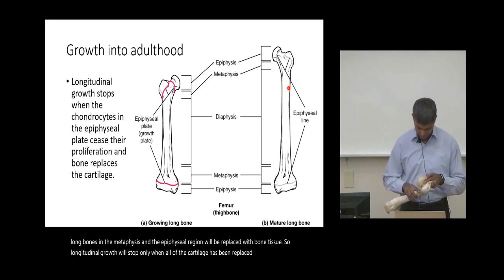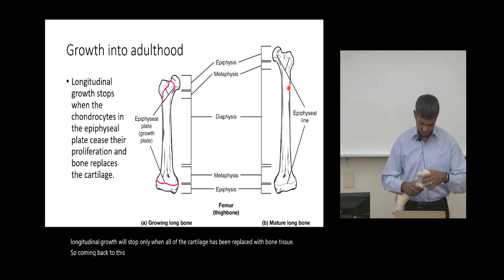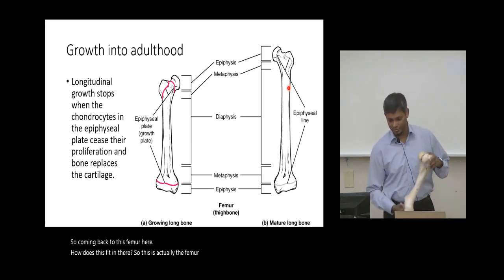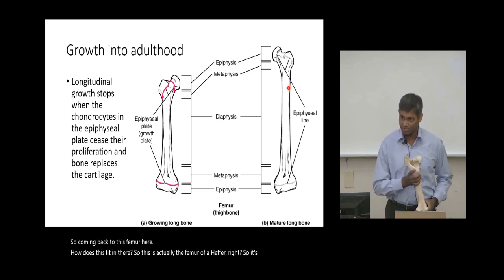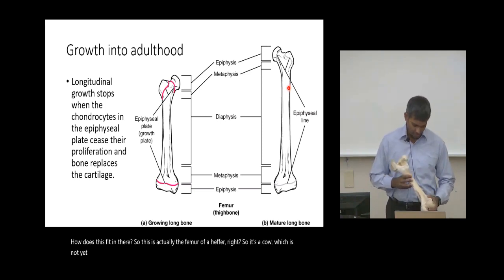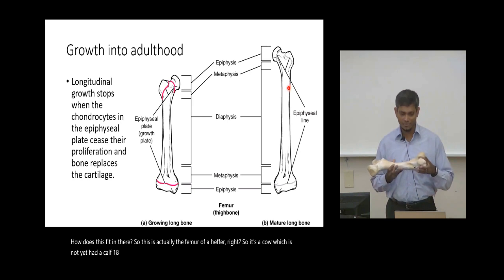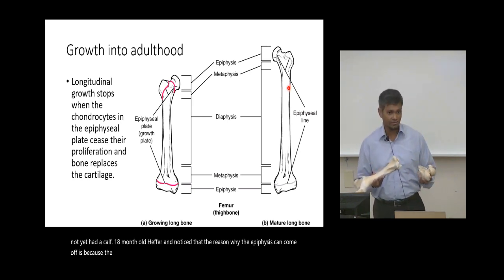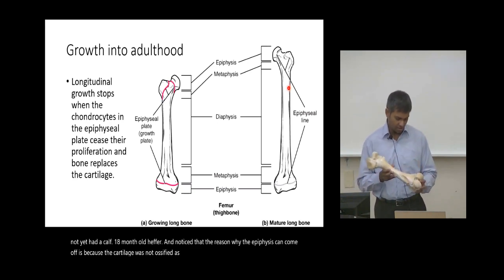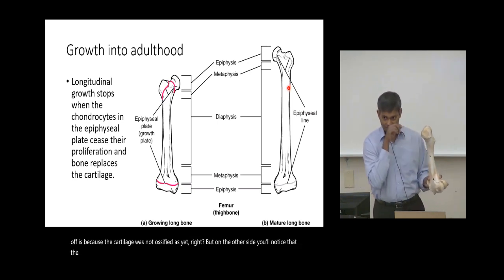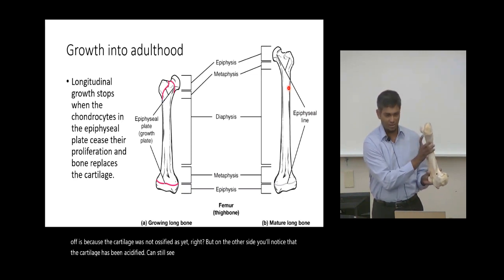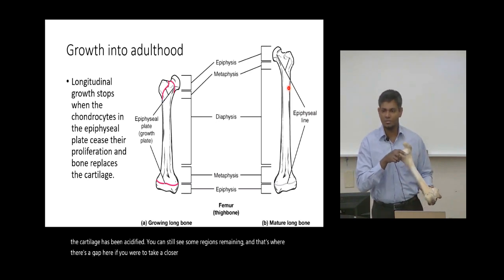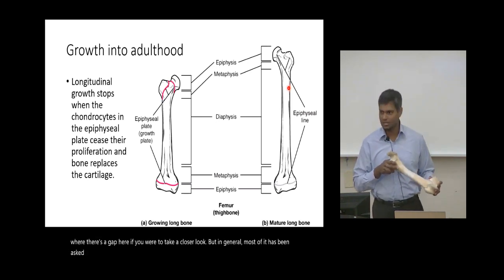So coming back to this femur here, this is actually the femur of a heifer. Right? So it's a cow which has not yet had a calf, an 18-month-old heifer. And notice that the reason why the epiphysis can come off is because the cartilage was not ossified as yet. Right? But on the other side, you'll notice that the cartilage has been ossified. You can still see some regions remaining, and that's why there's a gap here if you were to take a closer look. But in general, most of it has been ossified, and so it's still stuck to it.